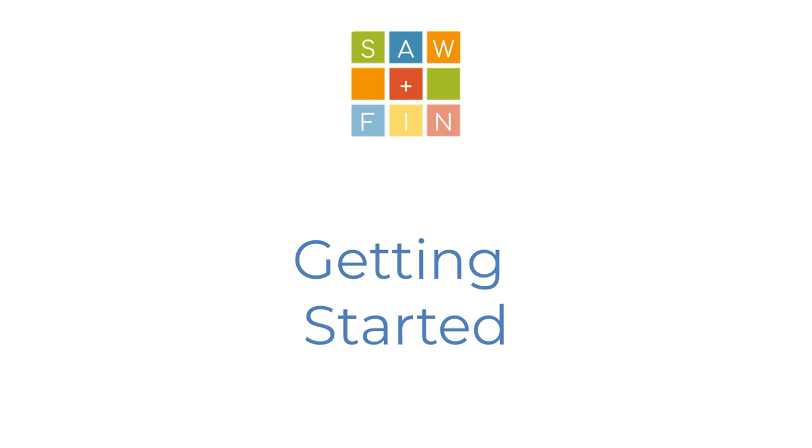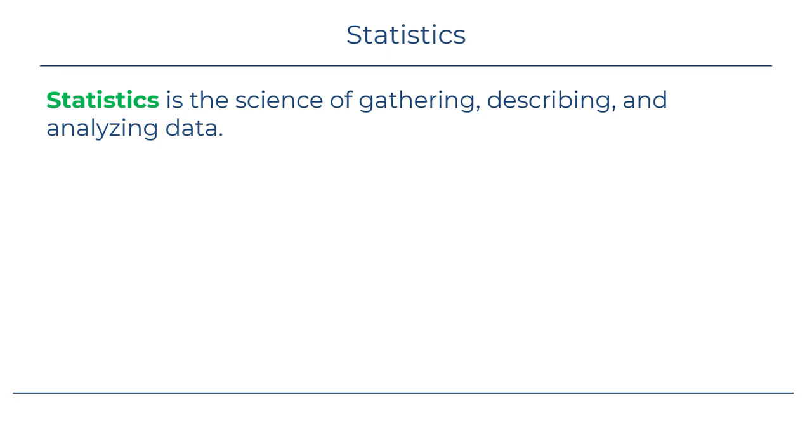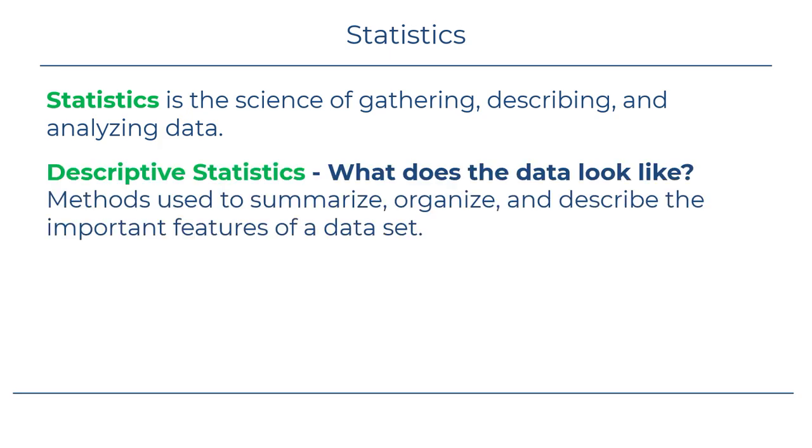This is Getting Started, the first video in the Applied Statistics series. In this course, our study is on statistics, which is the science of gathering, describing, and analyzing data. Statistics is generally broken into two main categories.